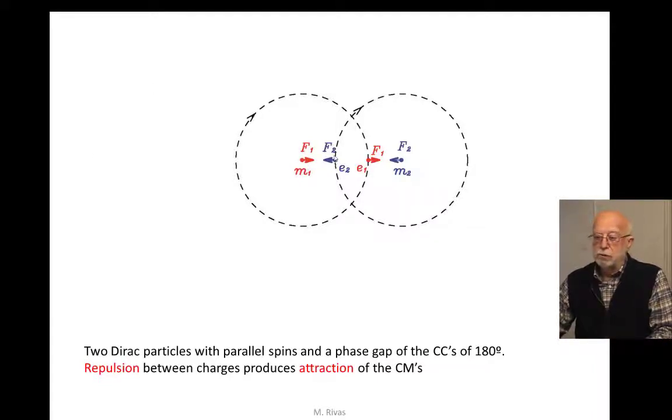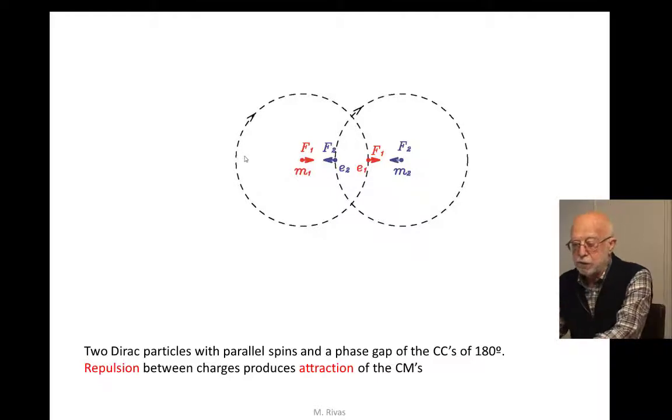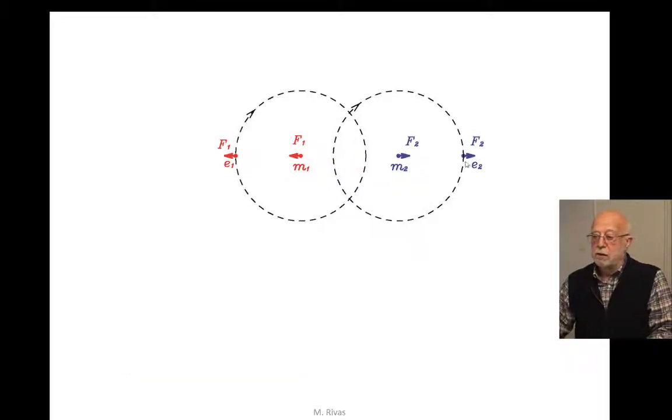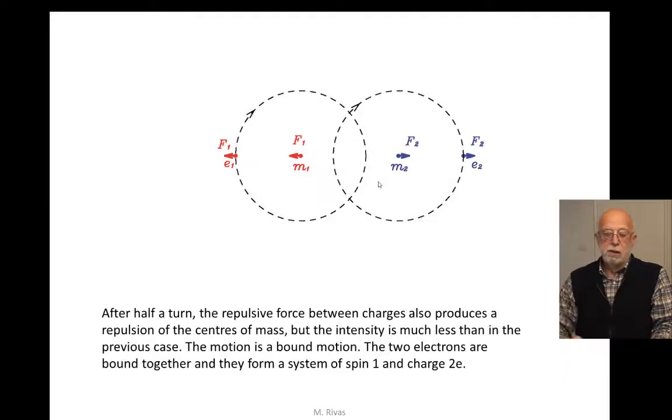When the blue electron's charge has gone to the other side, and the red one is to the other side, what we see is this. Here the repulsive force between charges also produces a repulsive force between the center of masses. But the two charges are far away compared with the previous situation. So the intensity of this repulsive force is much, much lower than in the previous case. So the complete analysis of what produces this bound motion has been obtained through the integration of the differential equations. Now, this is a system of spin 1, angular momentum 1, and charge 2.